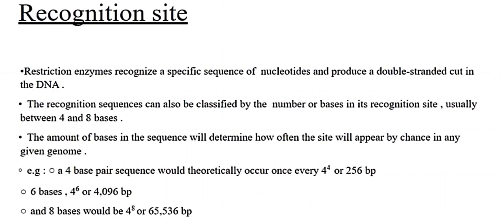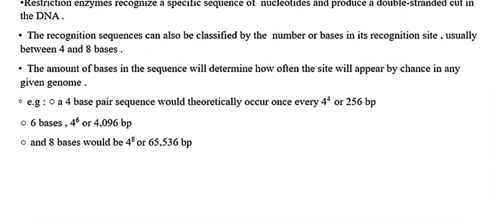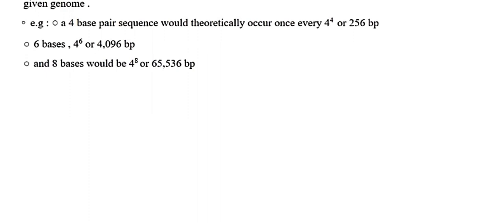The recognition sequence can also be classified by the number of bases in its recognition site, usually between 4 and 8 bases. The number of bases in the sequence will determine how often the site will appear by chance in any given genome. A 4 base pair sequence would theoretically occur once every 4 raised to 4, or 256 base pairs. 6 bases, 4 raised to 6, or 4096 base pairs, and 8 bases would be 4 raised to 8, or 65,536 base pairs.